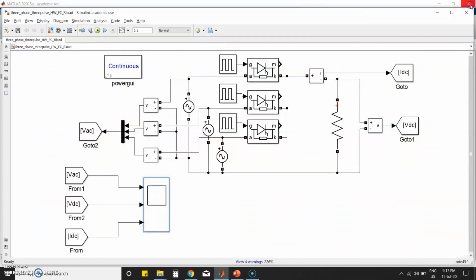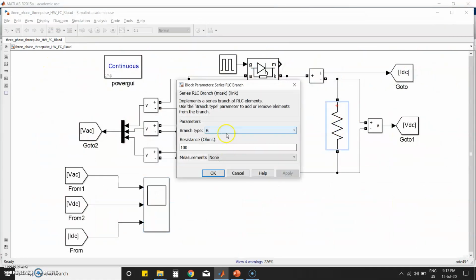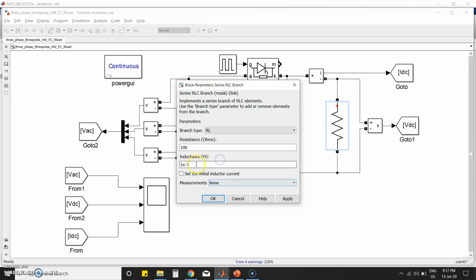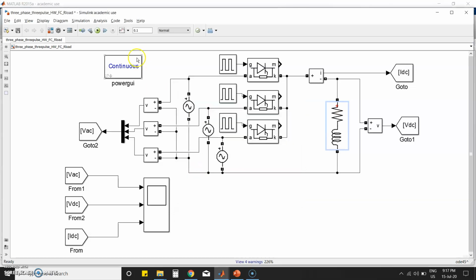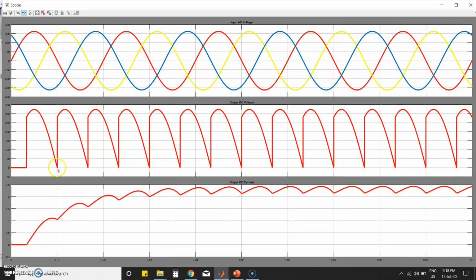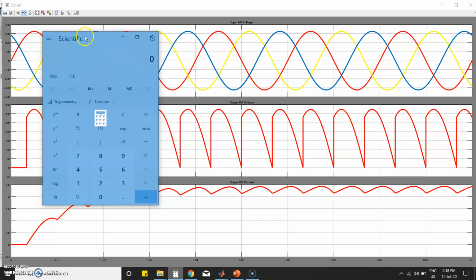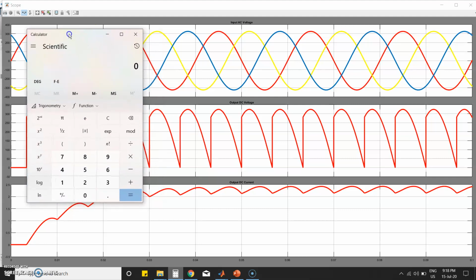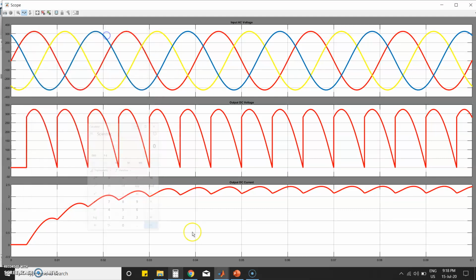If we change the load to RL, I'm doing this with one inductor. Now I'm running the same. Now we can see the output. This is continuous, and you can see the voltage is still 0, and you can see the change in the output current. You can see the changes in the firing angle. This is for the inductor. You can see the firing angle triggering point. This is the triggering point for this alpha.